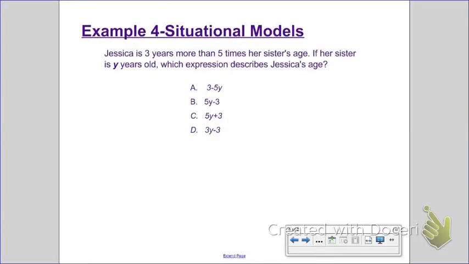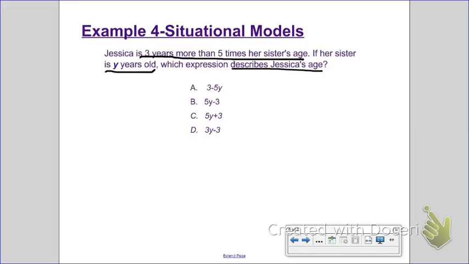Word problems, everyone's favorite. First thing I always want you to do, just read the problem, go ahead and highlight the key information, then we'll figure out the answer. So Jessica is 3 more than 5 times her sister's age. So I like the 3 years more than 5 times her sister's age. If her sister is y years old, which expression describes Jessica's age?